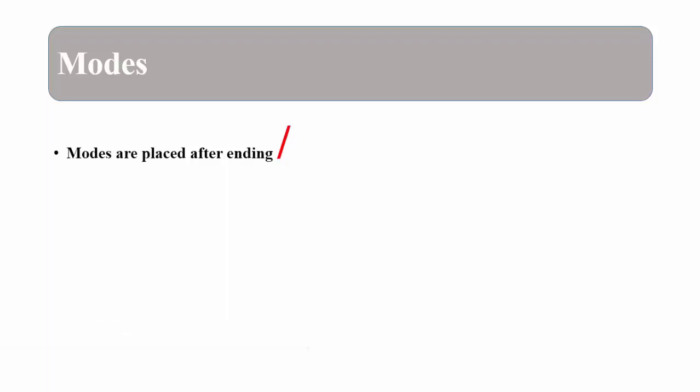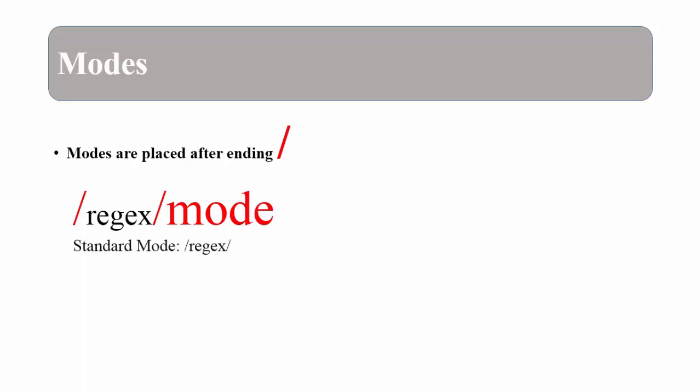Now here is something more to come in regex syntax, and that is modes. We put modes at the ending of our /. For example, if you have a regular expression of regex, then your mode will be at the ending of your /, right at the end. We have many modes. For example, we have standard mode in which we don't write anything at all after the ending /. This is called our standard mode.